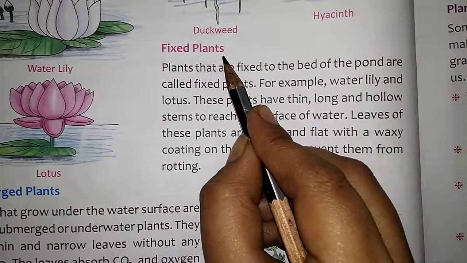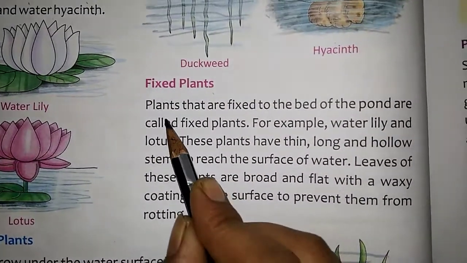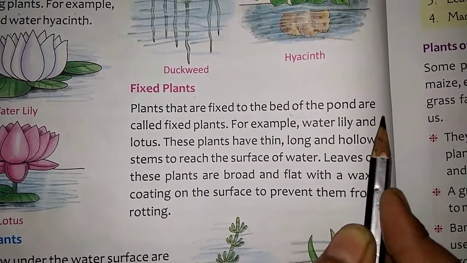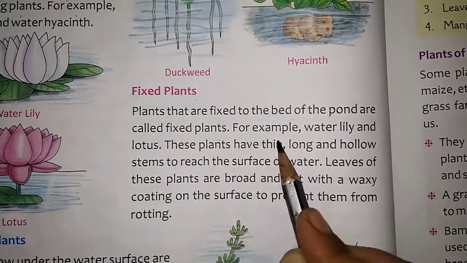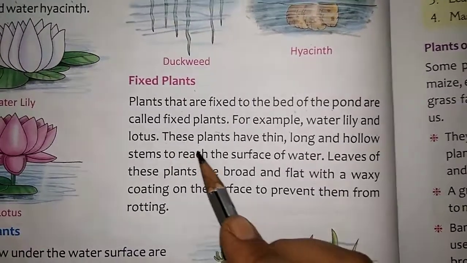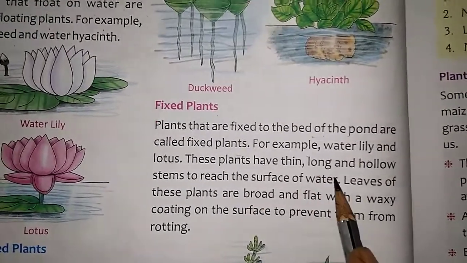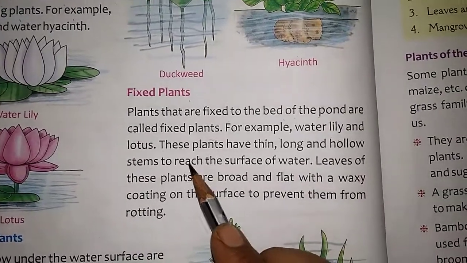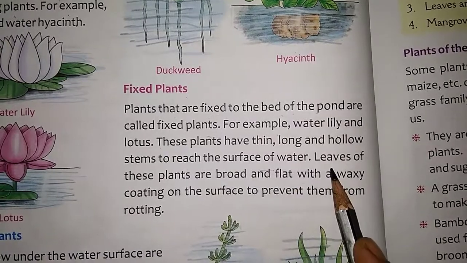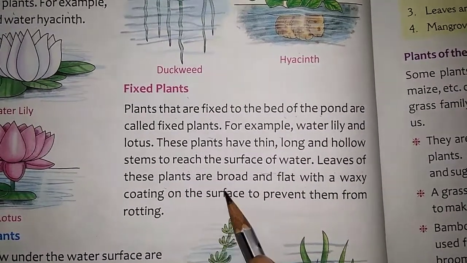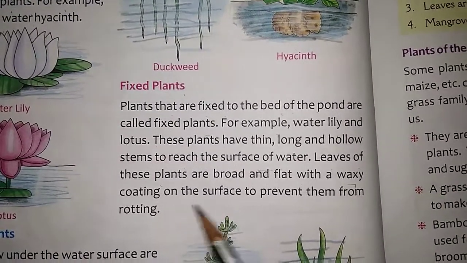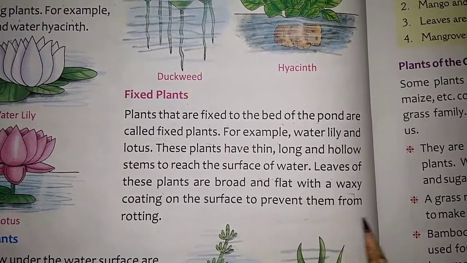Fixed plant. Plants that are fixed to the bed of the pond are called fixed plants. For example, water lily and lotus. These plants have thin, long and hollow stem to reach the surface of water. Leaves of these plants are broad and flat with a wax coating on the surface to prevent them from rotting.